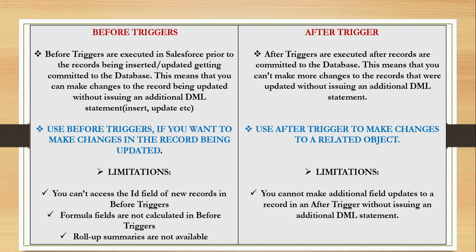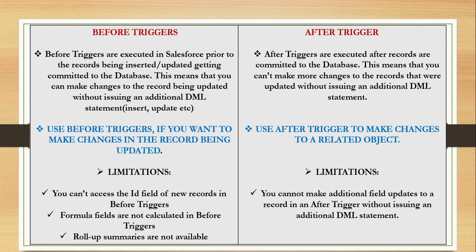This means that you can't make more changes to the records that were updated without issuing any additional DML statement. Got my point? Before you commit to the database, we should use a before trigger, that is insert and update. And after it is committed to your database, without using any DML operation you cannot update your record. Yeah, you can insert your record into the related objects.